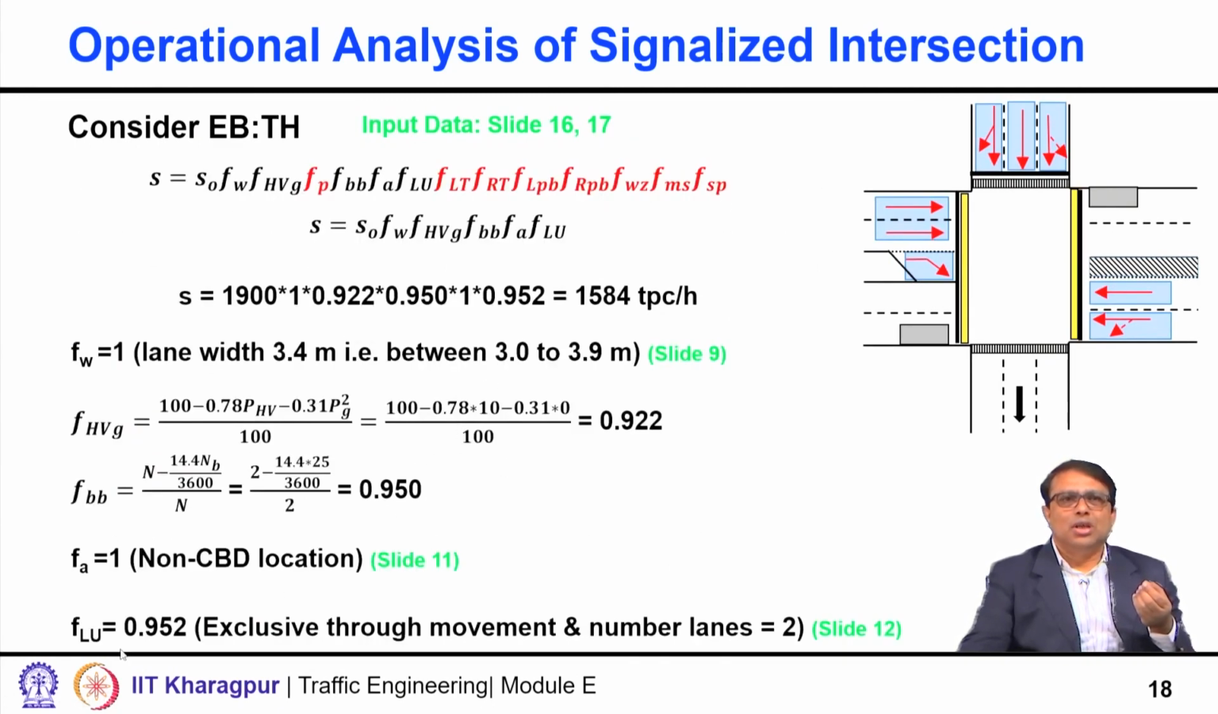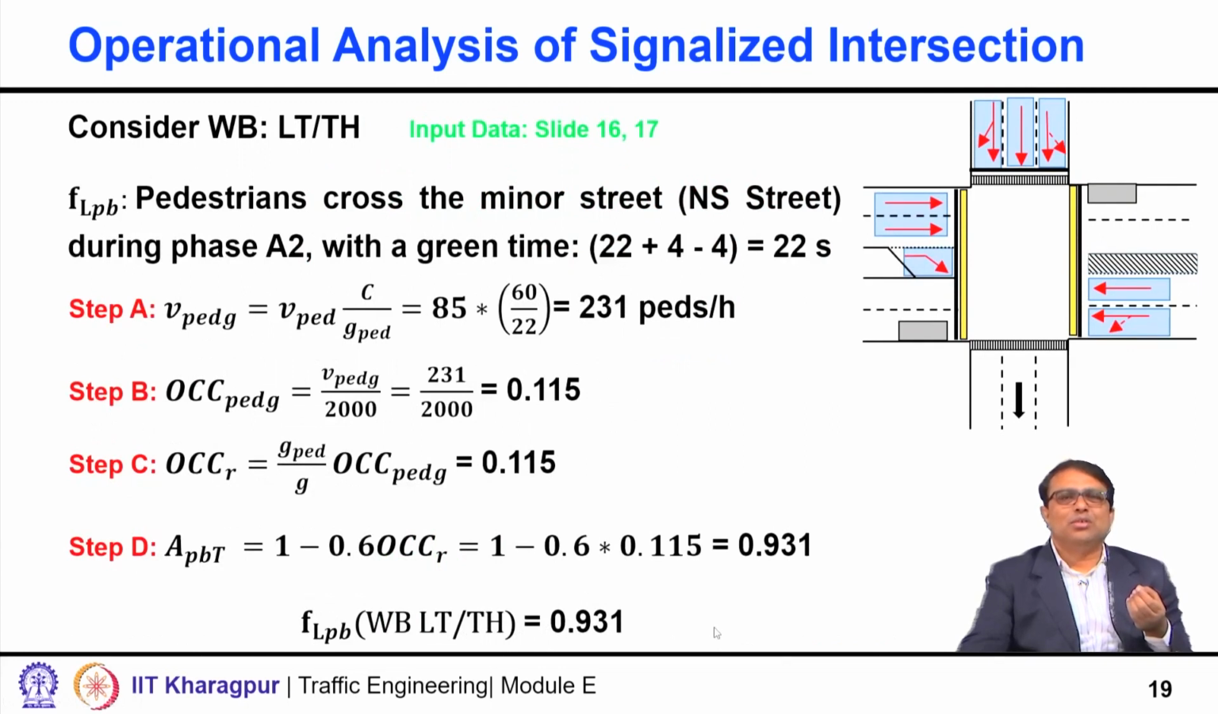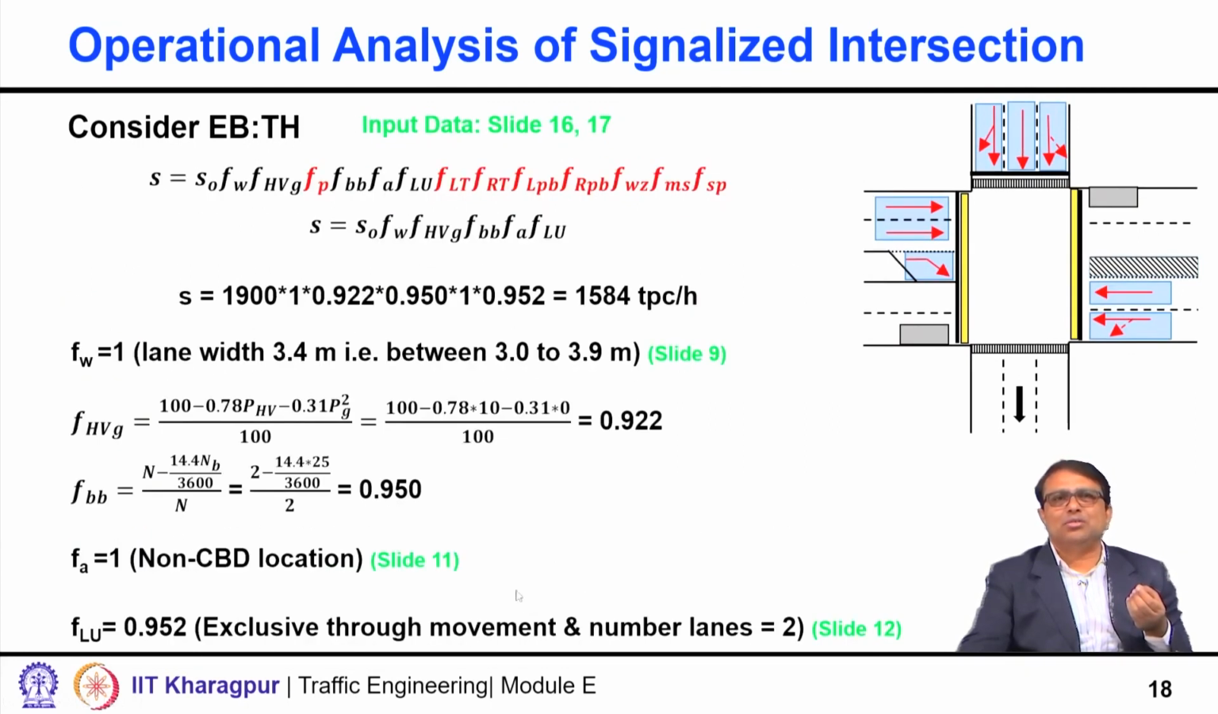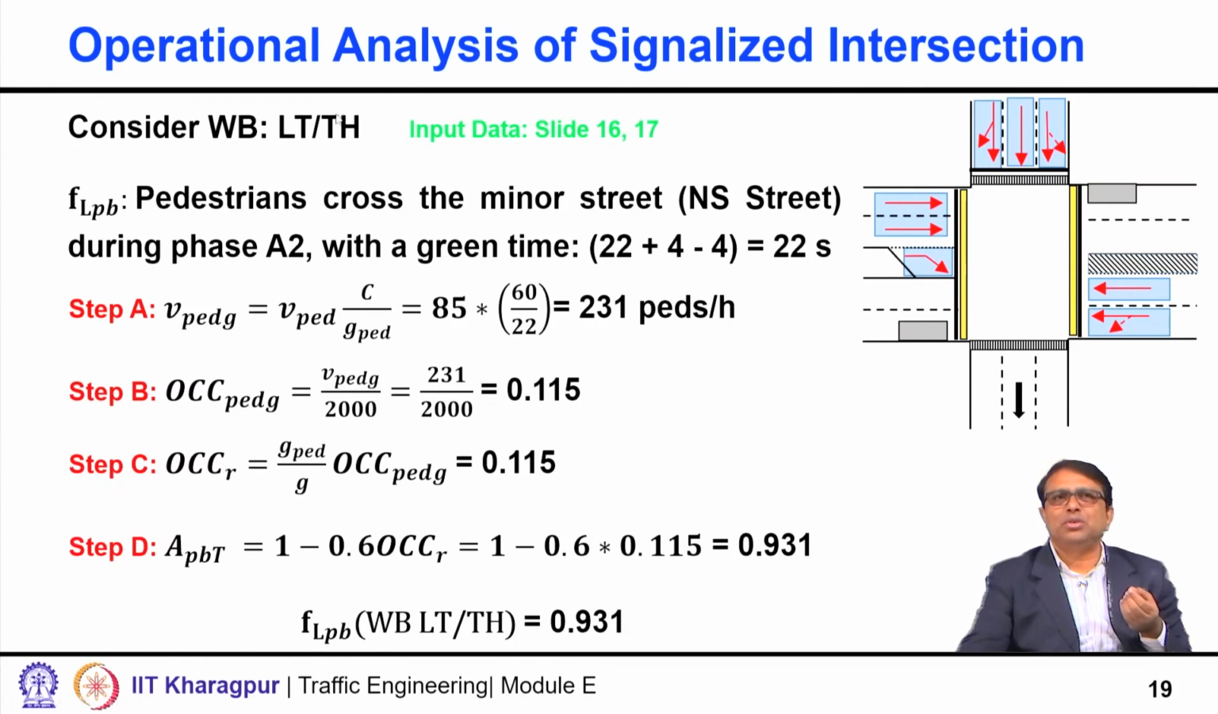So, FLU is 0.952 because it is exclusive through movement and there are 2 lanes. You can similarly go back to slide 12 and see how we are calculating. Now, that is for the eastbound. Similarly, we have to do the calculation for the westbound through and left.